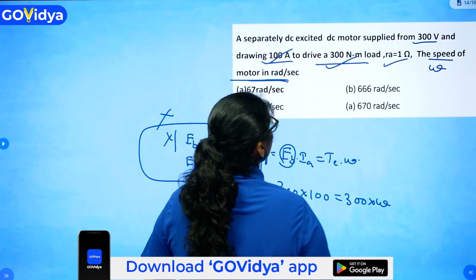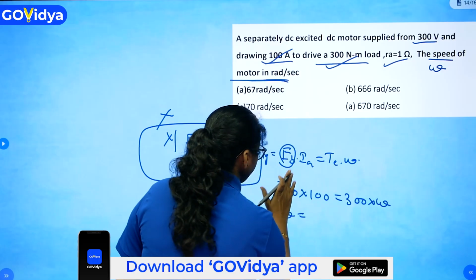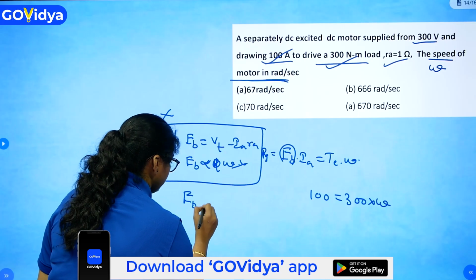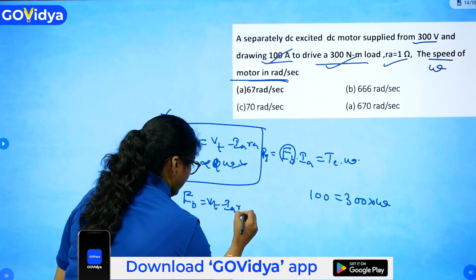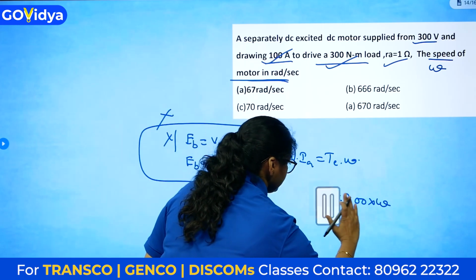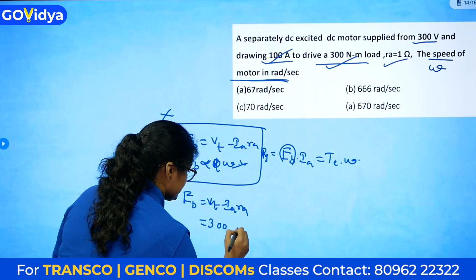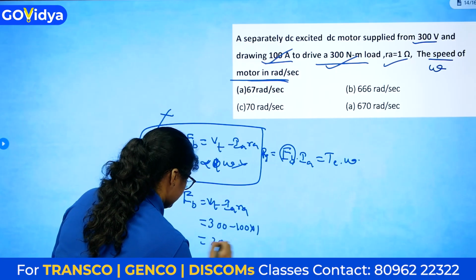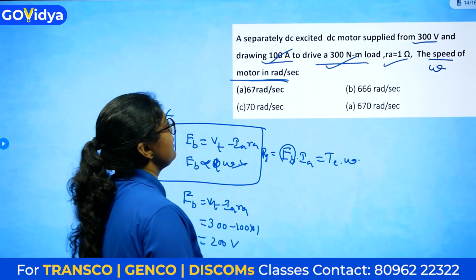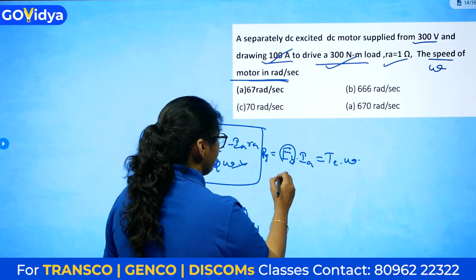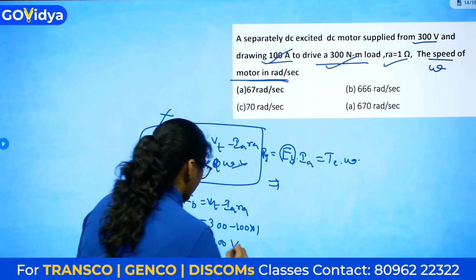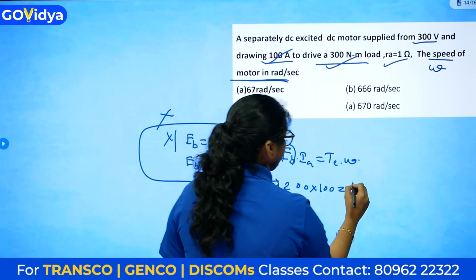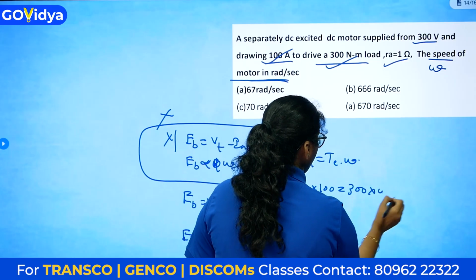So if we substitute 300, before calculating the EB, they have given in the question Vt. So EB is equal to Vt minus IaRa, which is nothing but Vt is 300 minus Ia is 100 into Ra is 1 ohm. We will get around 200 volts EB. Sorry, in the question they have given the terminal voltage, not the back EMF. So now we will substitute in this question. The EB I got here is 200. So 200 into Ia is 100 and torque is 300 into omega.